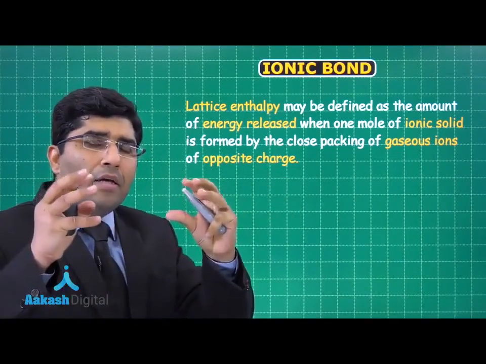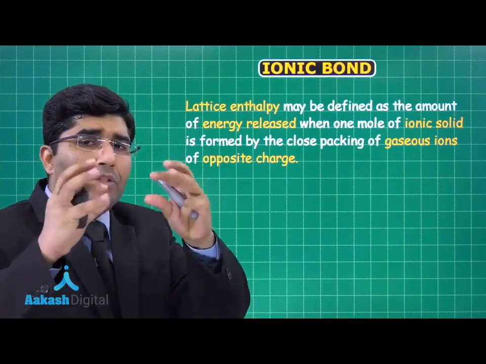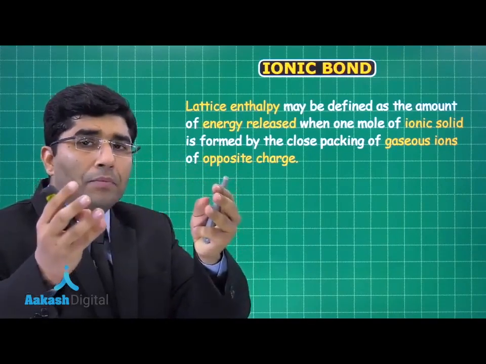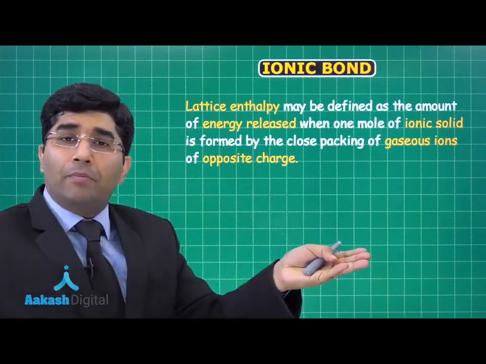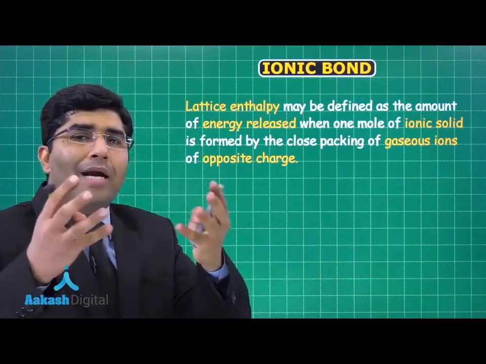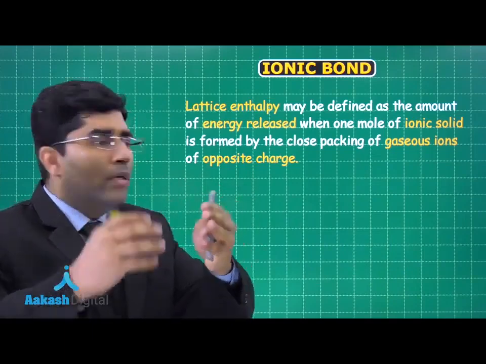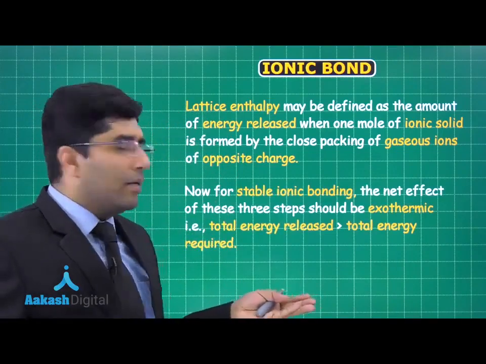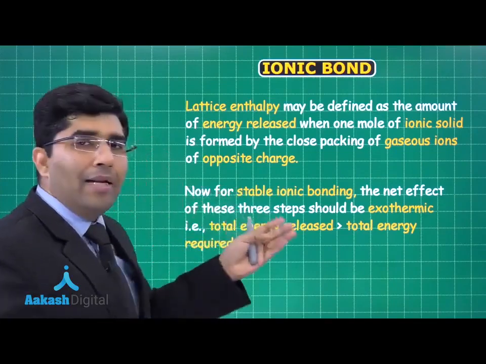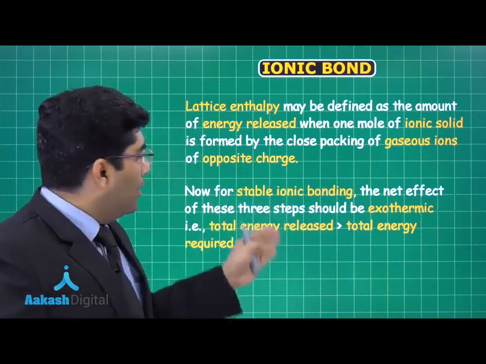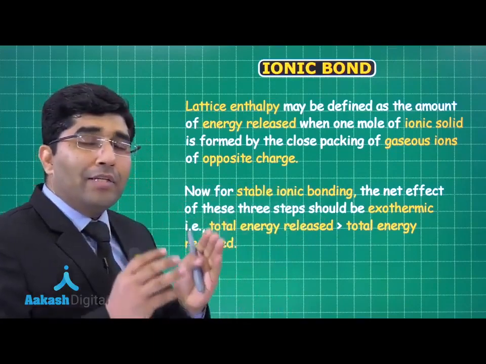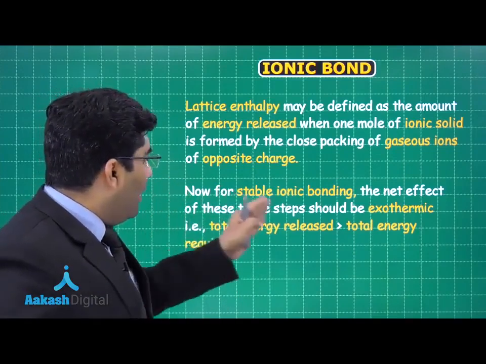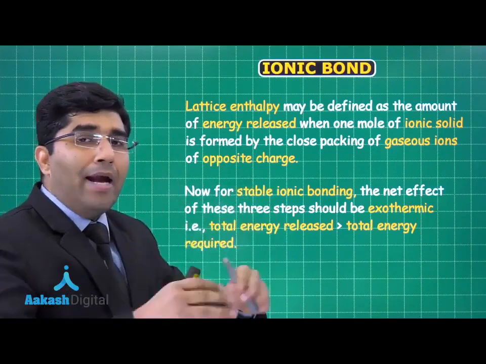Gaseous ions have very high energy, they move very fast, but when they become solid, they lose the energy. And we know that energy can neither be created nor destroyed. So where will that energy go? It comes out in the form of lattice enthalpy. And for stable bonding, there is a simple thing: the total energy released should be greater than the total energy required. Which energy is required? Ionization energy is required for the metal, and the released energy is electron gain enthalpy and lattice energy.